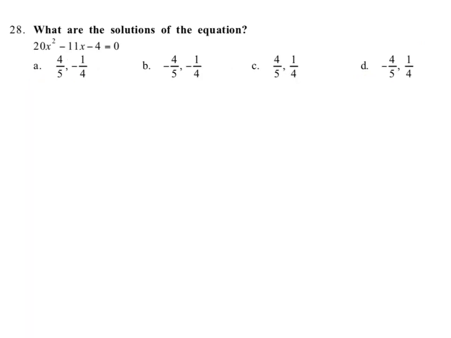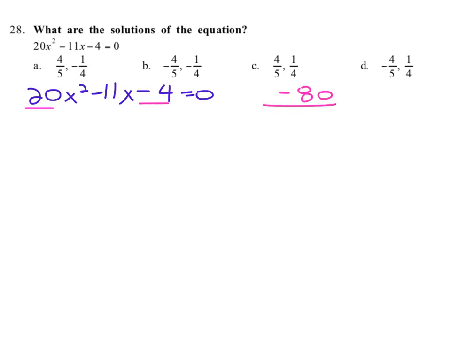All right. A little more challenging here. I like these, but a little bit more work. Let's do it. We've got 20x squared minus 11x minus 4 equals 0. And I'm going to take the a and the c values, 20 and negative 4, and I'm going to multiply them together to get negative 80. Okay? And I'm going to factor those out. We need to have two numbers with a difference of, if you look over here on the side, negative 11.